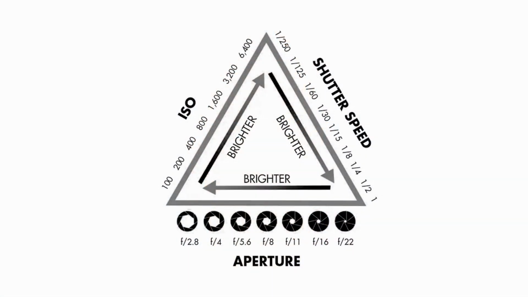ISO is a measure of the camera's sensitivity to light. A higher ISO value allows the camera to boost the sensitivity of the sensor, while a lower ISO value makes the camera less sensitive to light. These three factors are all related and work together to control the overall exposure of a photograph. By adjusting one or more of these settings, you can achieve any desired brightness or darkness in your image.